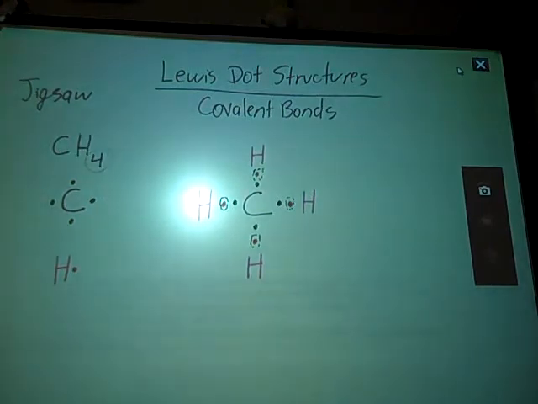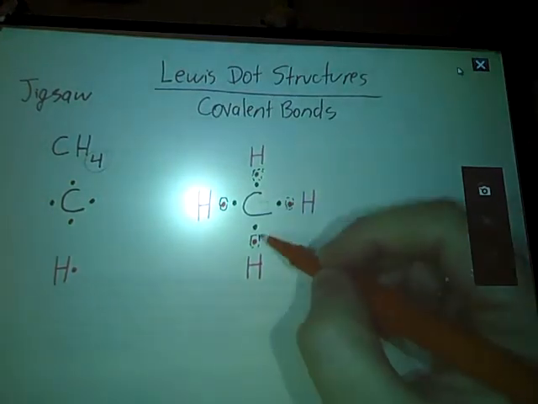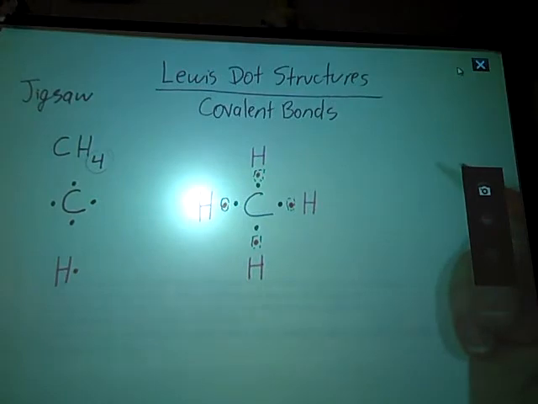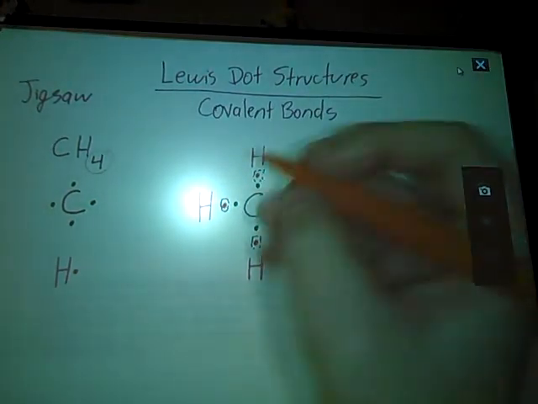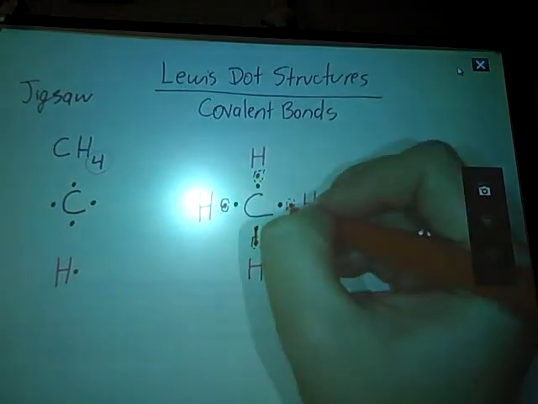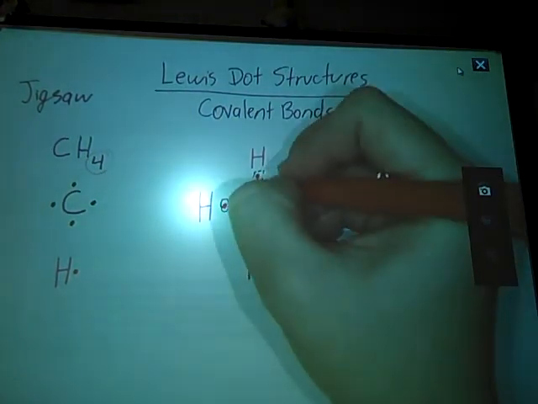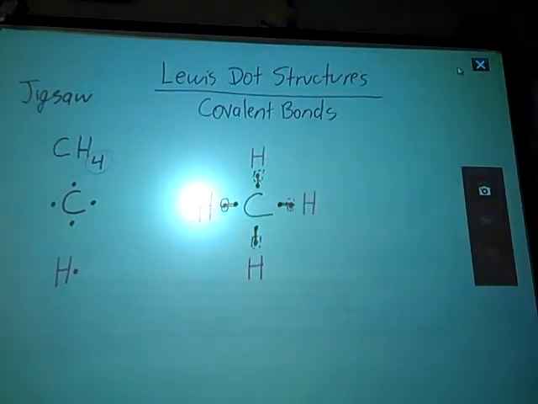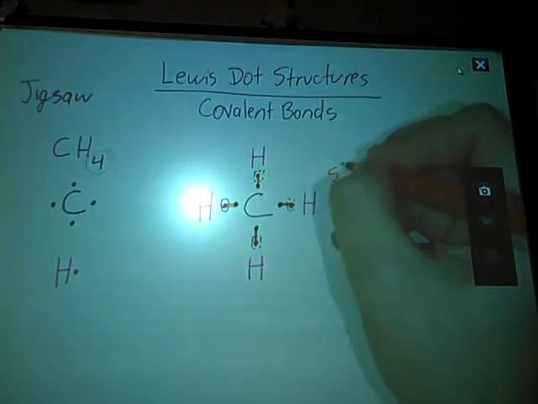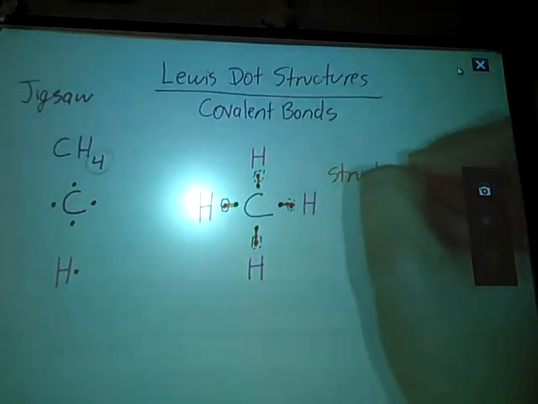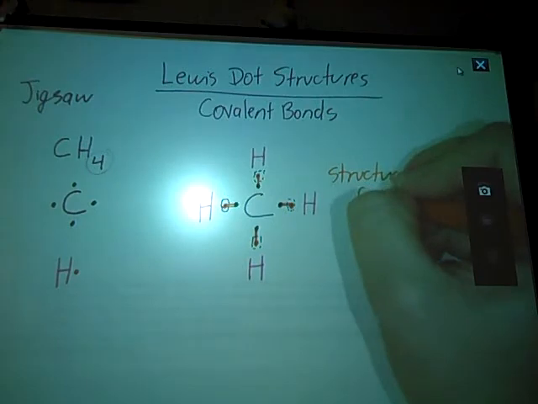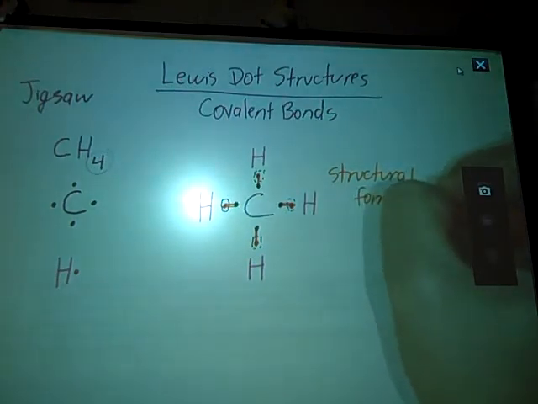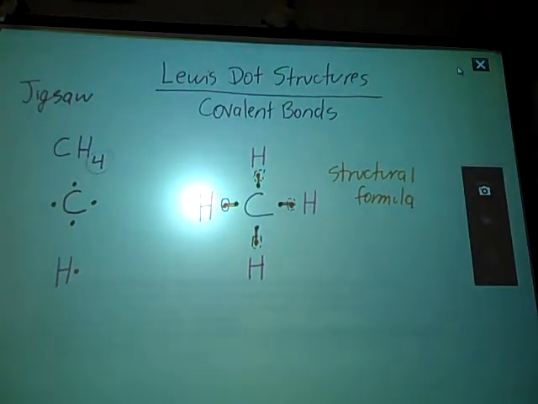I went ahead and drew the dots end to end like this so that I could also show you the structural formula. When we connect the dots, so 2 dots together like that, if I turn them into a line, now I have what's called a structural formula. The close cousin to the Lewis dot structure. All I did was connect the dots.